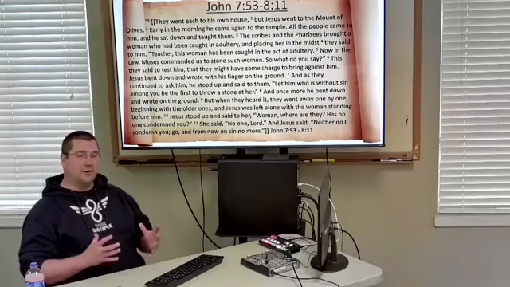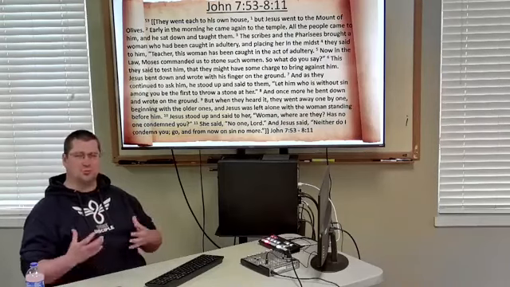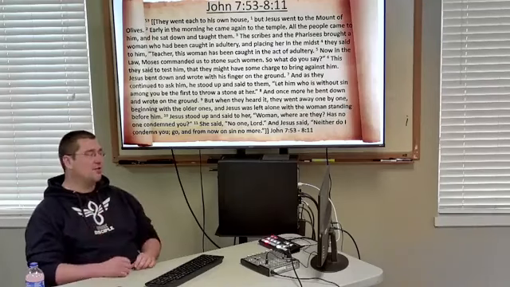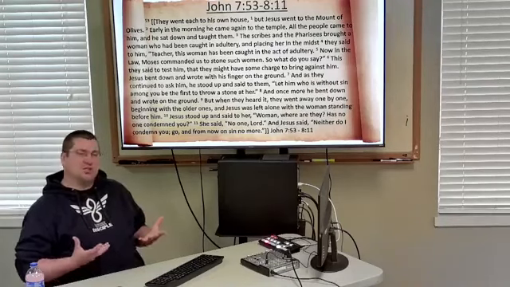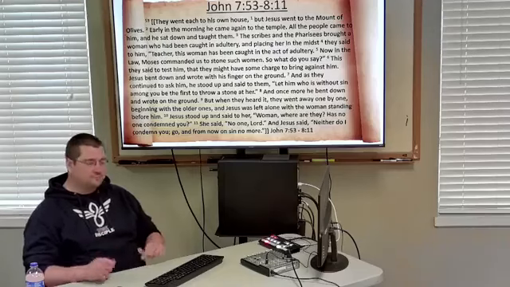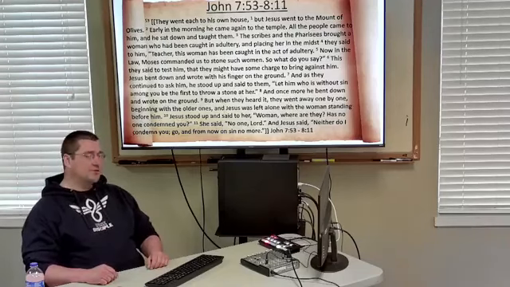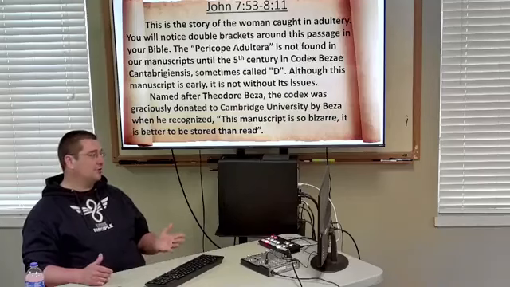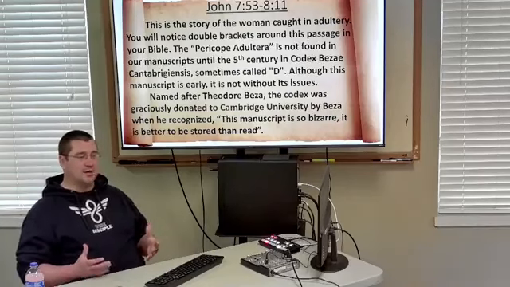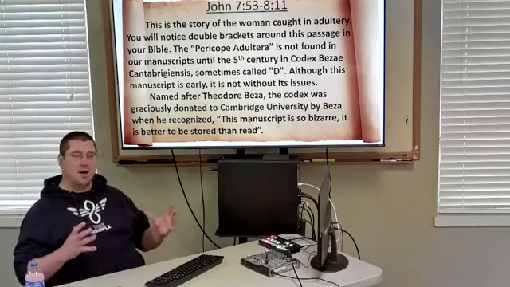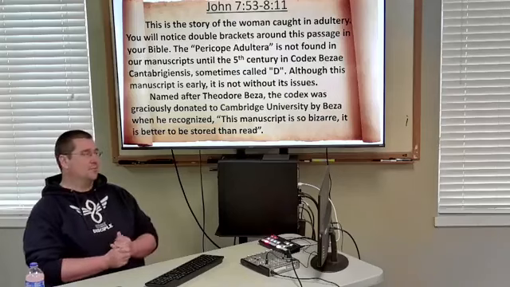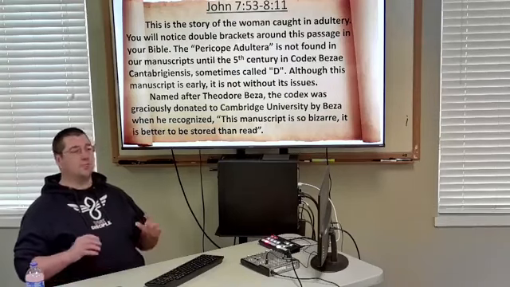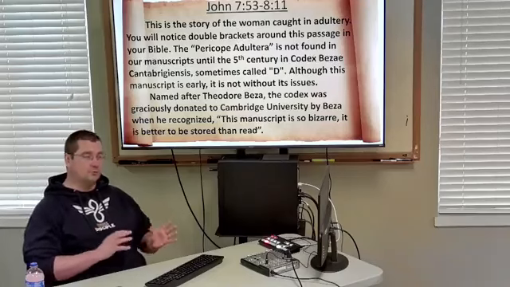But it's just full of Jesus' compassion, of his wit, of his intellect, and you see all these things working together. It's one of those stories that just sticks out to people and people love. But it's not original to the New Testament. So the story of the woman caught in adultery, you'll notice in your Bibles these two double brackets around it. There are some Bibles that will remove this from the text, but most of the time they will not.